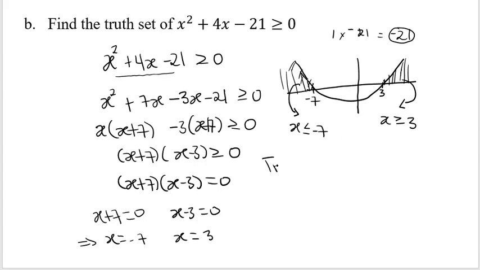So we are going to have our truth set equal to x such that x is less than or equal to negative 7, or x is greater than or equal to 3. Sorry, this side is negative 7.